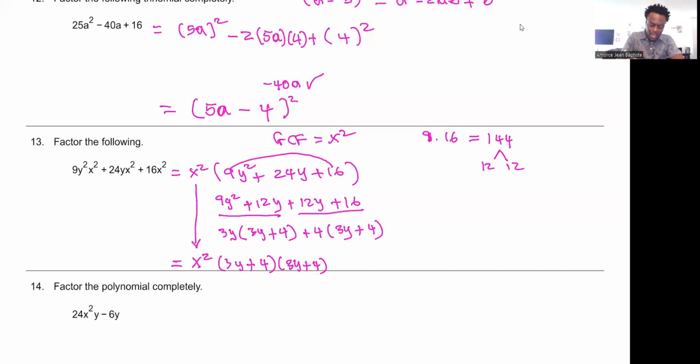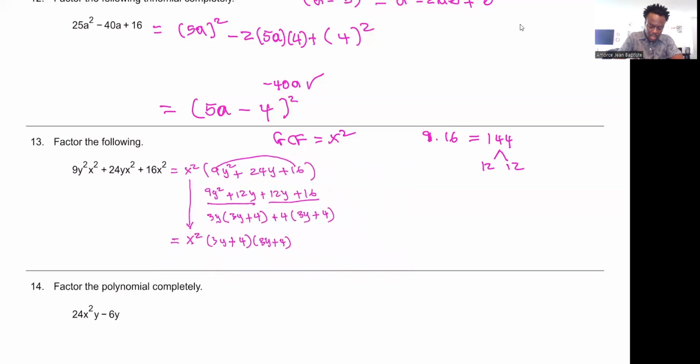Your final answer here is, you can write it as a condensed expression with the square. They said factor, but we want to factor completely. So that's x squared times (3y plus 4) squared. So that's the completely factored form of this expression.